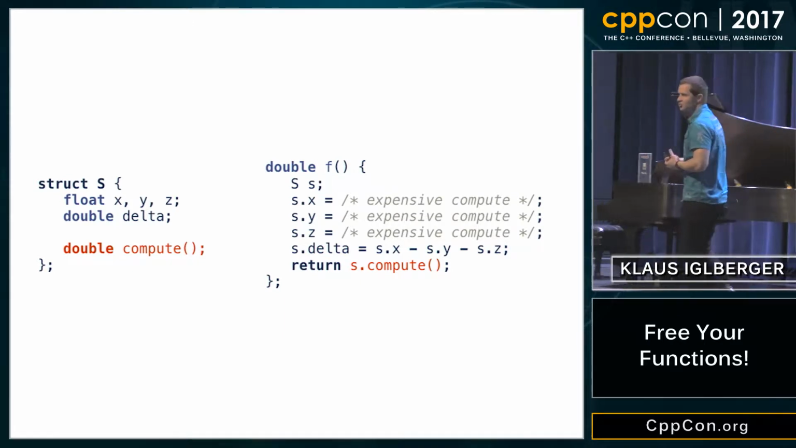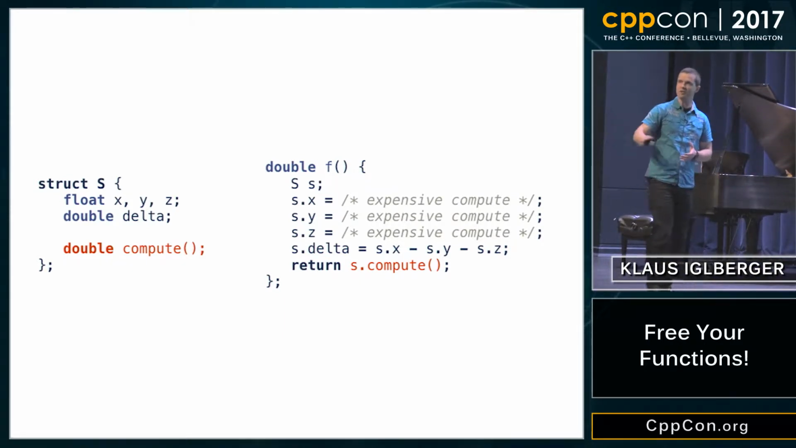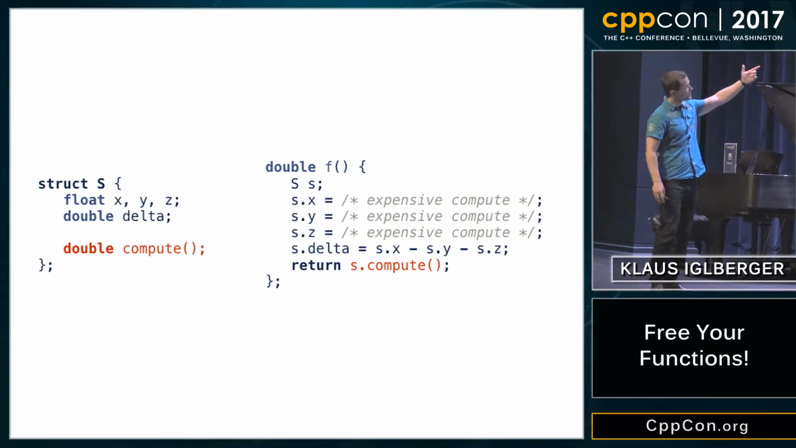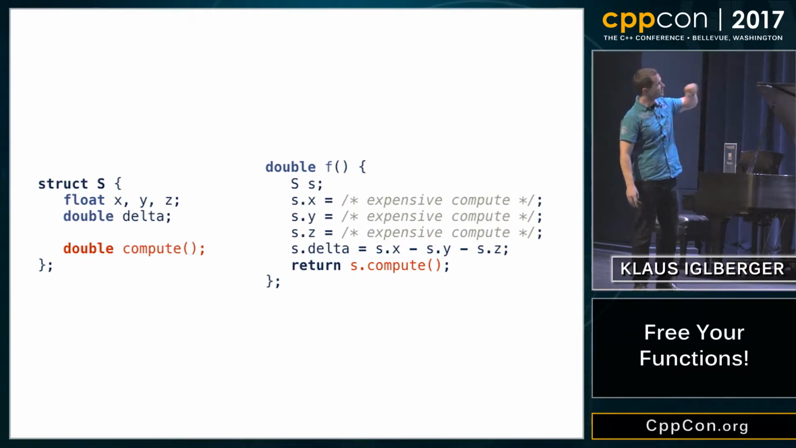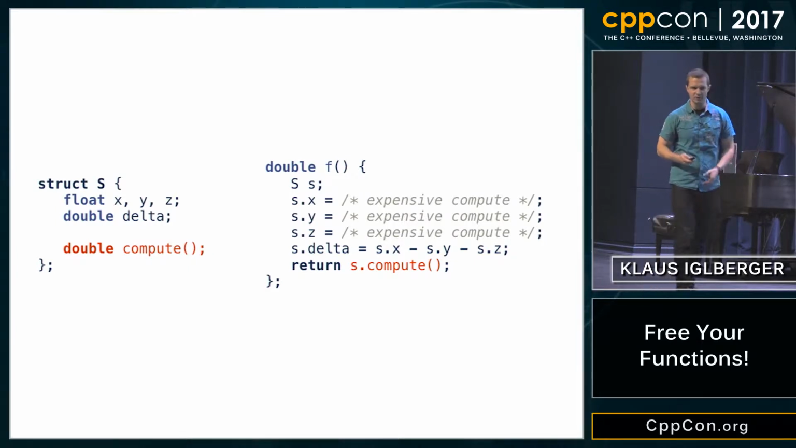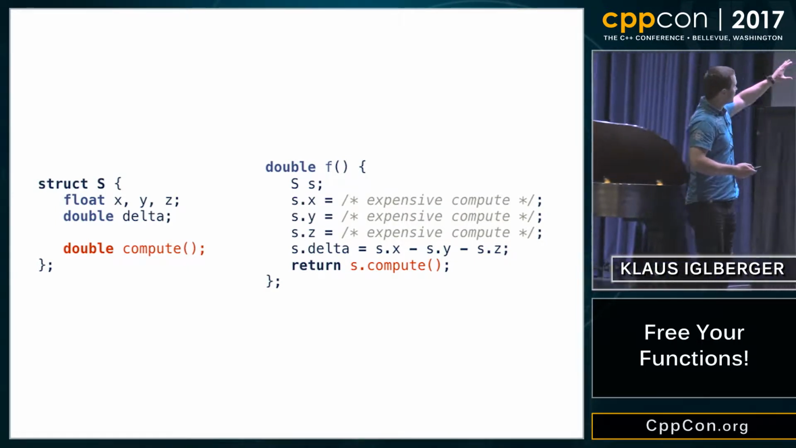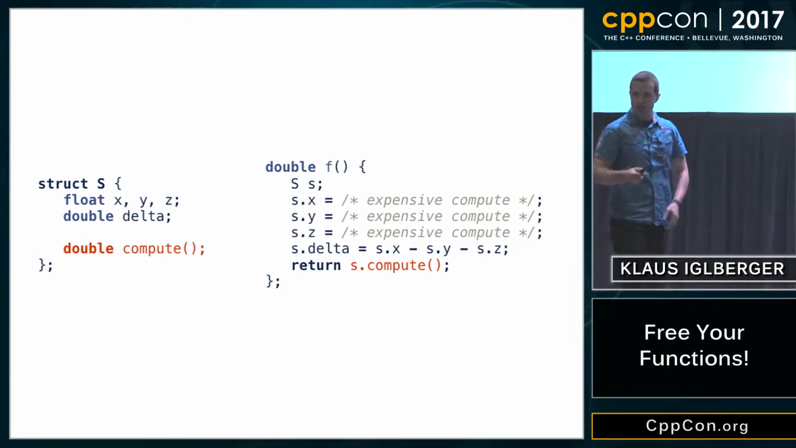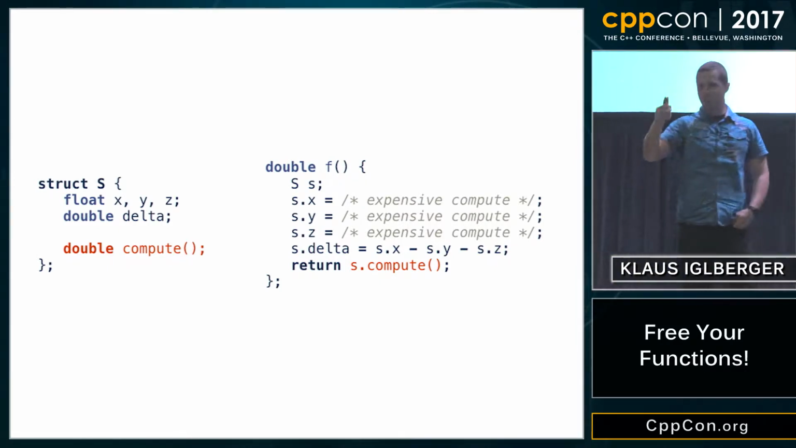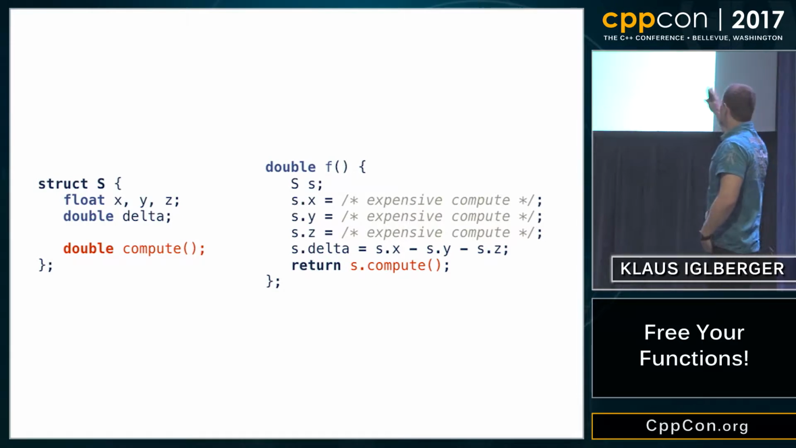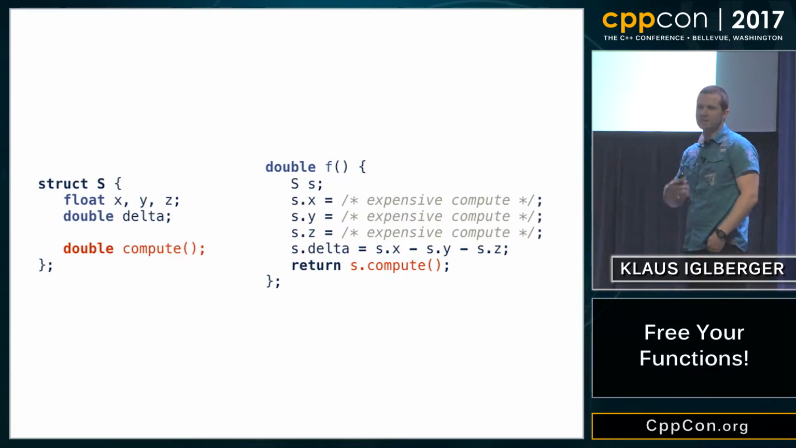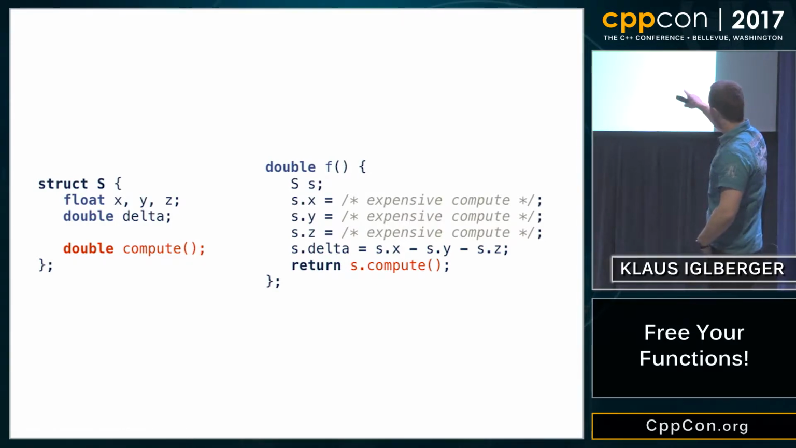On the left side, you see a struct. It's just a struct, there's nothing in the private part. There are some float values, x, y, and z, and there is a double value delta and a compute function, which returns another double. And then this struct is used in this fashion. I create an S, and then, one after another, compute all these float values, and this is not a trivial computation, it takes some time. I don't know what it is. Then I compute this delta value, and then I call compute.